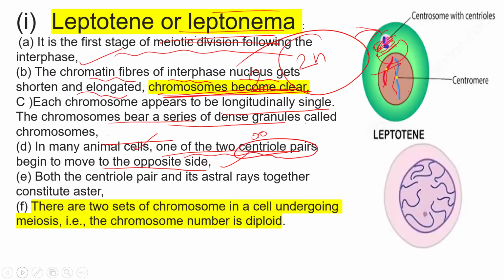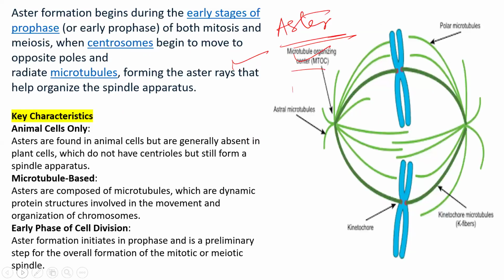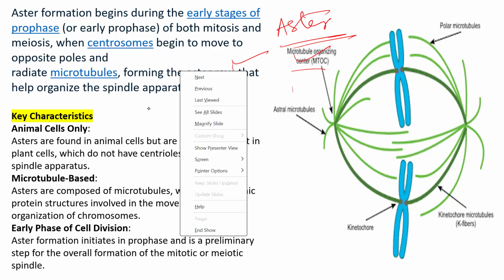So what we have learned, the chromosome bears a series of dense granules. In animal cell, one of the two centriole pairs begins to move to the opposite side, and both the centriole pair and its astral rays together constitute aster. So aster formation starts during the early stage of prophase, or early prophase, of both mitosis and meiosis.